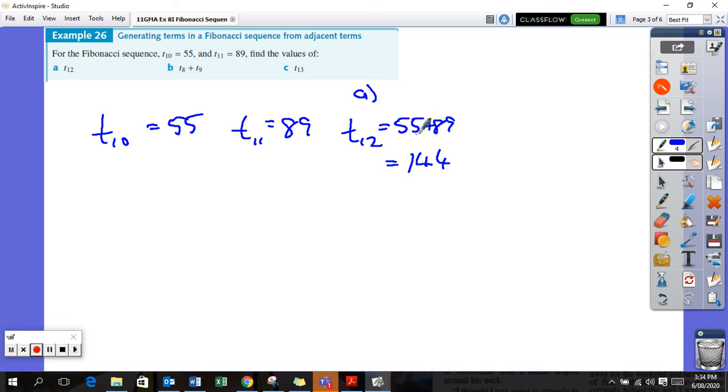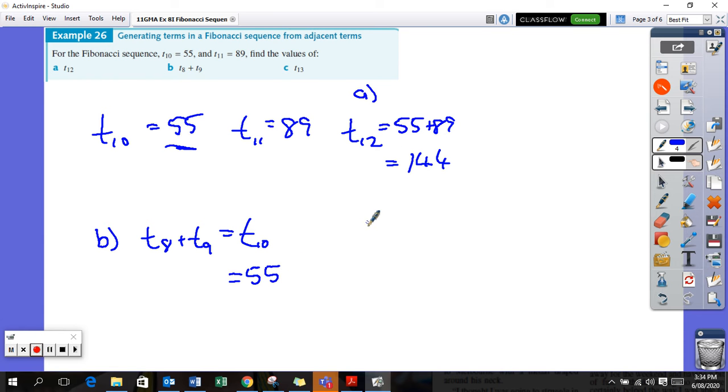So these are set numbers in the sequence. Okay, to get part B, T8 plus T9, we're just working backwards. So term 8 plus term 9 is going to equal term 10. And we know that term 10 is 55, so that's just going to equal 55. Okay?